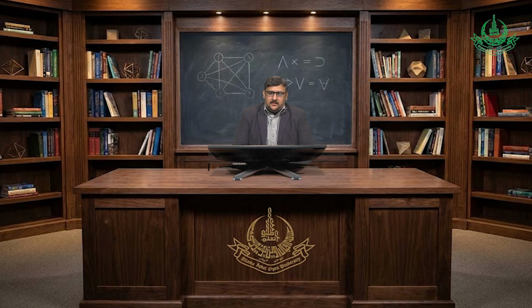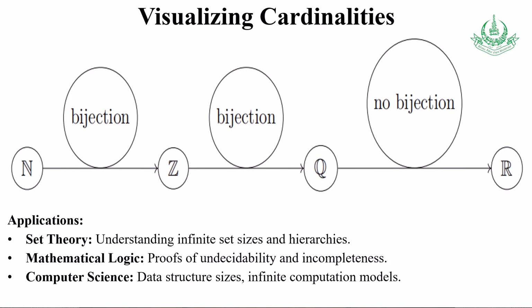Now visualizing the cardinalities of the natural numbers, integers, rational numbers and real numbers. We have a bijection from natural numbers to integers. Similarly, we have a bijection from integers to rational numbers, but we don't have any bijection from Q to R. So we can easily say that we have countable and uncountable infinite sets.